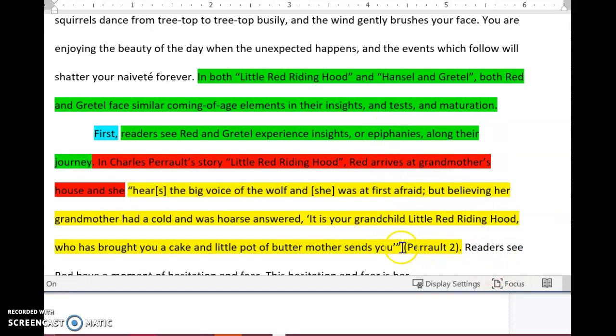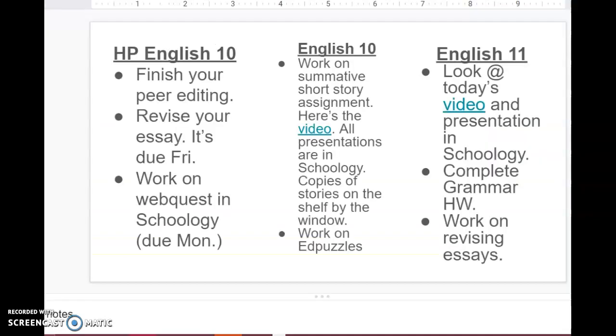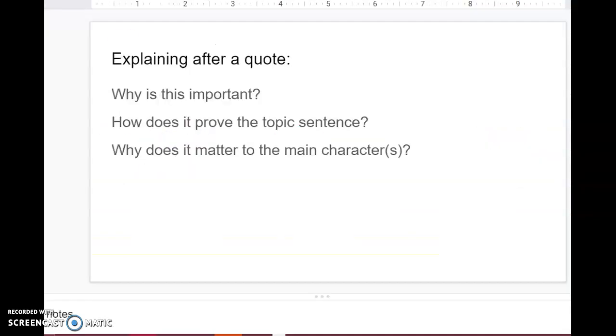Please note that there is a space here after my quote. I put the author's last name and the page number where the quote occurs in the story, the end quotation, the end parentheses, and then the period goes outside. Now I have to explain it. So again, this goes back to those questions like, why is this important? How does it prove the topic sentence? And why does it matter to the main characters?